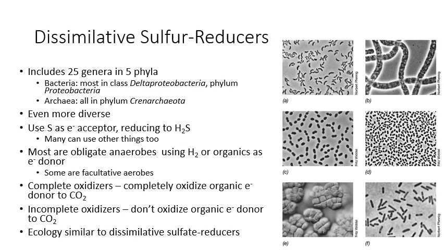And again, if they're using molecular hydrogen, that makes them a chemolithotroph. If they're using an organic compound, that makes them a chemoorganotroph. Some of them are actually going to be facultative aerobes, though, which would be bacteria that can switch to using oxygen as their final electron acceptor if it's available. Again, we can divide them into complete oxidizers and incomplete oxidizers, at least for the ones that are using organic compounds as an electron donor.